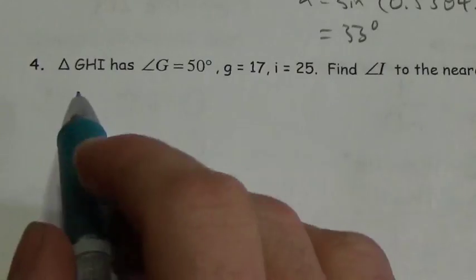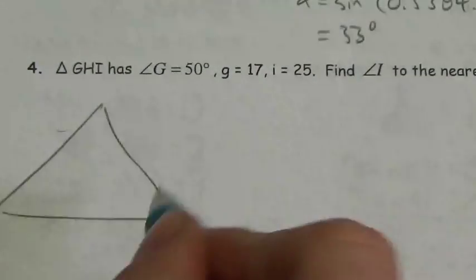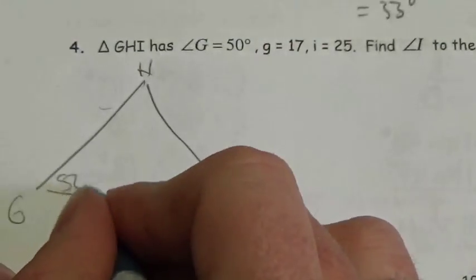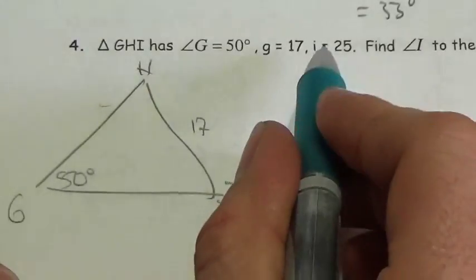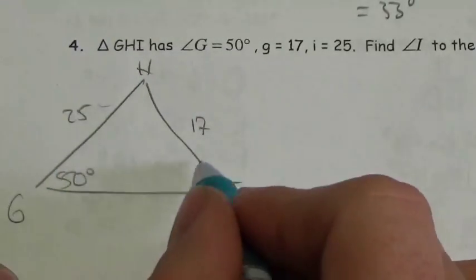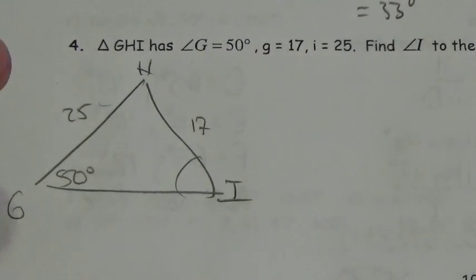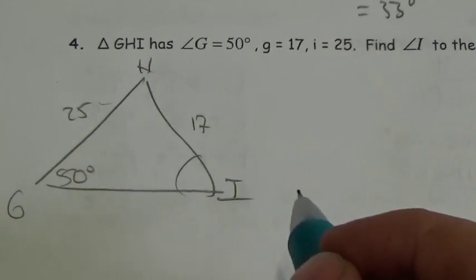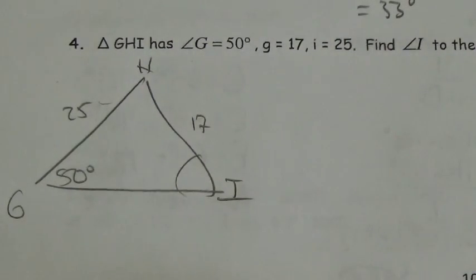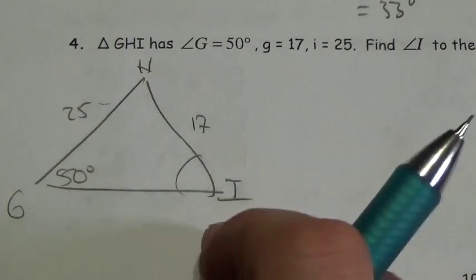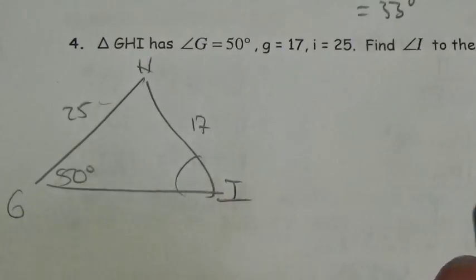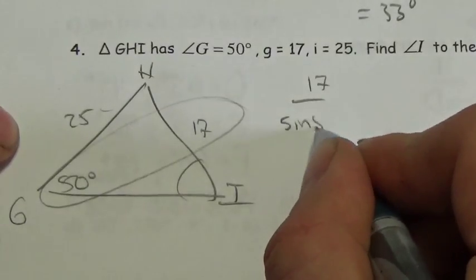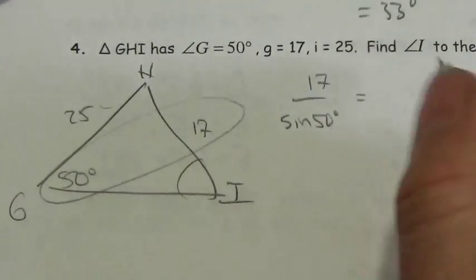All right, let's try another one. Angle GHI. Okay, let's just draw it out. G is 50 degrees, little g is 17, little i is 25, and we're going to find angle I. Now notice this is identical really to the problem that we just did in terms of the information that we're given. Once again, it's the angle that I'm looking for here. So again, there's this possibility of the ambiguous case popping up where there might be two possible answers here. Let's have a look. So I know it's going to be the sine law because I've got this angle side pair that I can work with here.